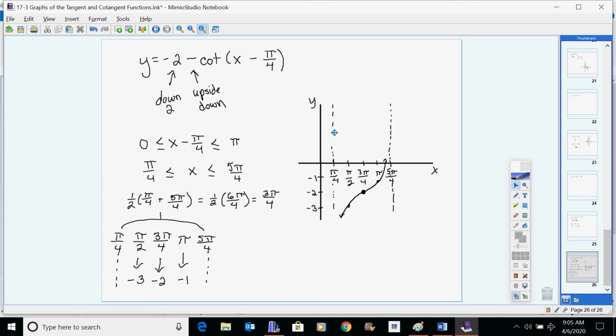keeping in mind that a normal cotangent goes down, up to down. It got flipped, so instead of starting up 1 from there and going down, I'm starting down 1 from there and going up. So I'll be looking for the asymptotes, I'll be looking for this center point, and I'll be looking for the two that are at the halfway marks. All right, I hope that made a whole lot of sense to you.